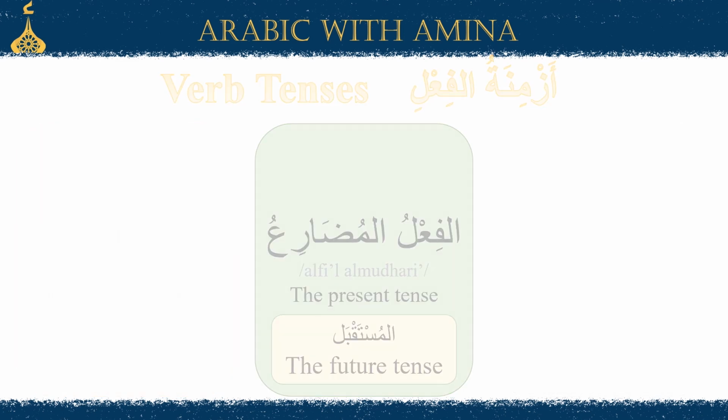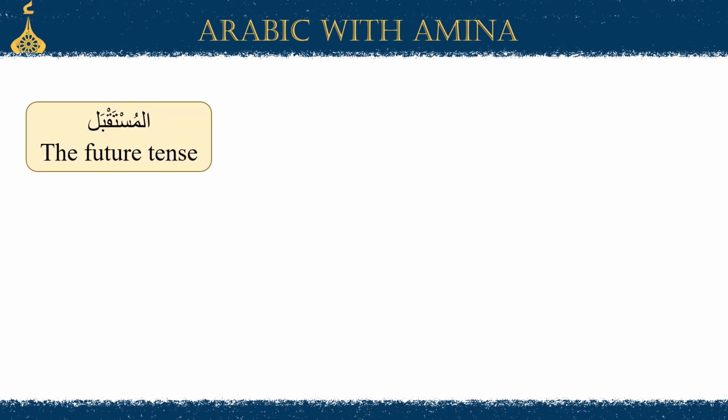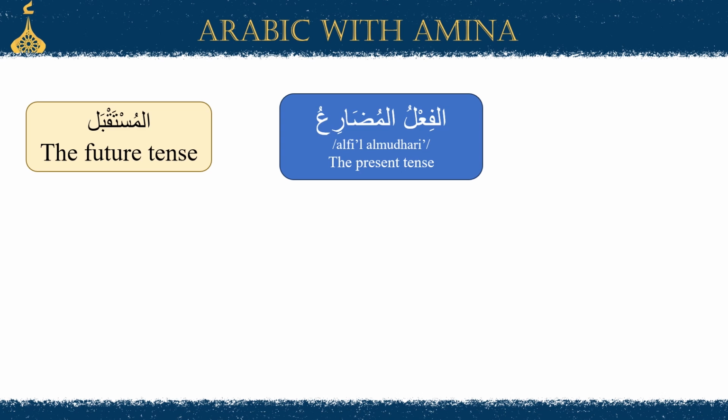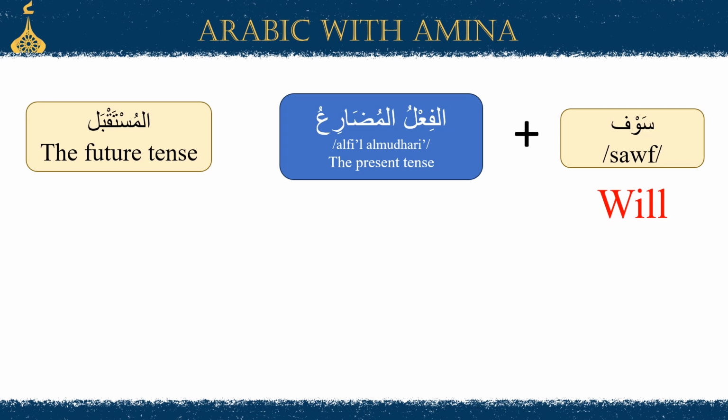In order to obtain a verb in the future tense, we need to change the verb from the present tense. There are two ways to do so, and we will talk about each way. The first way is to precede the present tense verb by the word sawf. Sawf would be the equivalent to the word will in English. So if we have sawf followed by a present tense verb, we get the future tense.